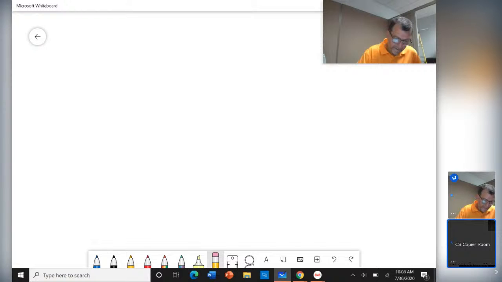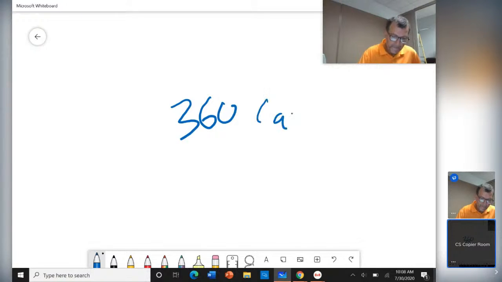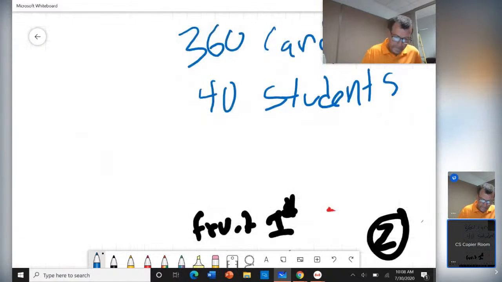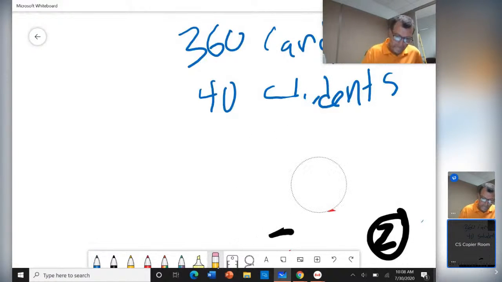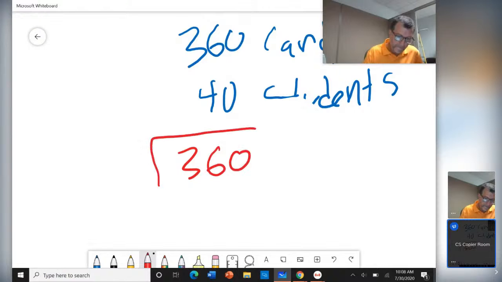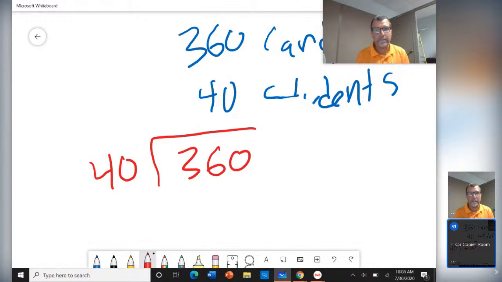Okay, so there's 360 pieces of candy, and there are 40 students. And she's going to divide that candy up evenly. Okay, so we're going to do 360 divided by 40, because it's going to be divided evenly among the 40 students.